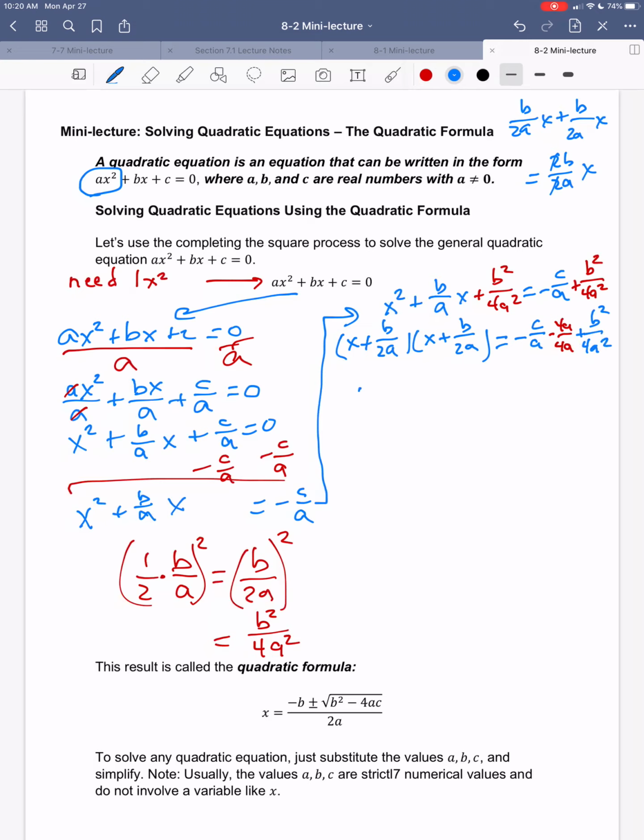So this is (x + b/2a) squared. Here I get negative 4ac over 4a squared plus b squared over 4a squared. I'm going to do just a little bit of rewriting here to get it into the form we usually use. I can put these into one fraction. It would be negative 4ac plus b squared.